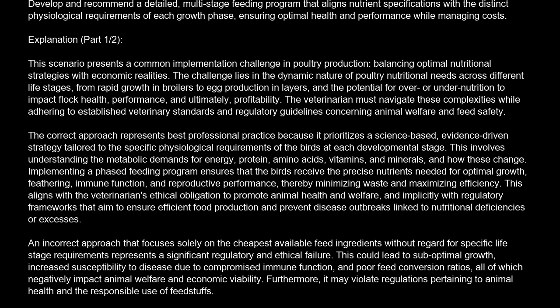The correct answer is A. Develop and recommend a detailed, multi-stage feeding program that aligns nutrient specifications with the distinct physiological requirements of each growth phase, ensuring optimal health and performance while managing costs. Explanation. This scenario presents a common implementation challenge in poultry production: balancing optimal nutritional strategies with economic realities. The challenge lies in the dynamic nature of poultry nutritional needs across different life stages, from rapid growth in broilers to egg production in layers, and the potential for over- or undernutrition to impact flock health, performance, and ultimately, profitability.